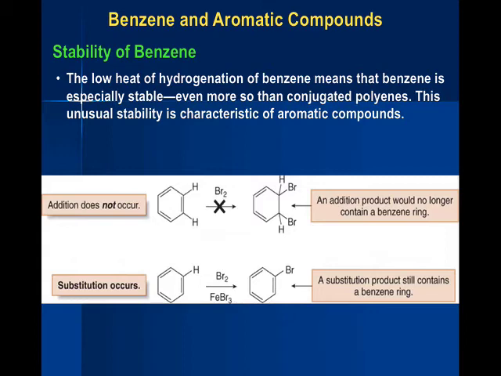What we note is that if we take a benzene ring and we add bromine into the mixture, we don't get addition of bromine across the carbon-carbon double bond. We don't get a product like this. But if we add bromine in the presence of a catalyst like iron tribromide, we do get the substitution of bromine for the hydrogen. Why might this chemistry be allowed and this chemistry not? Any hypotheses?